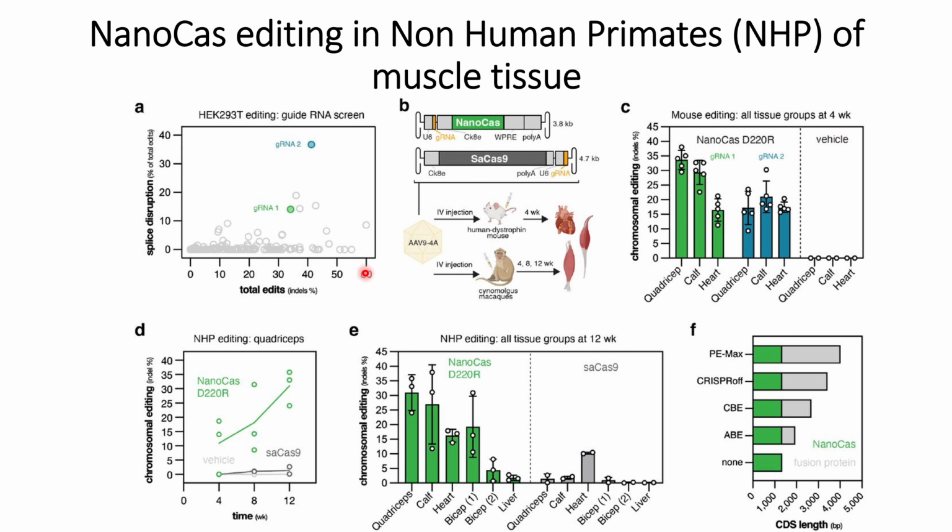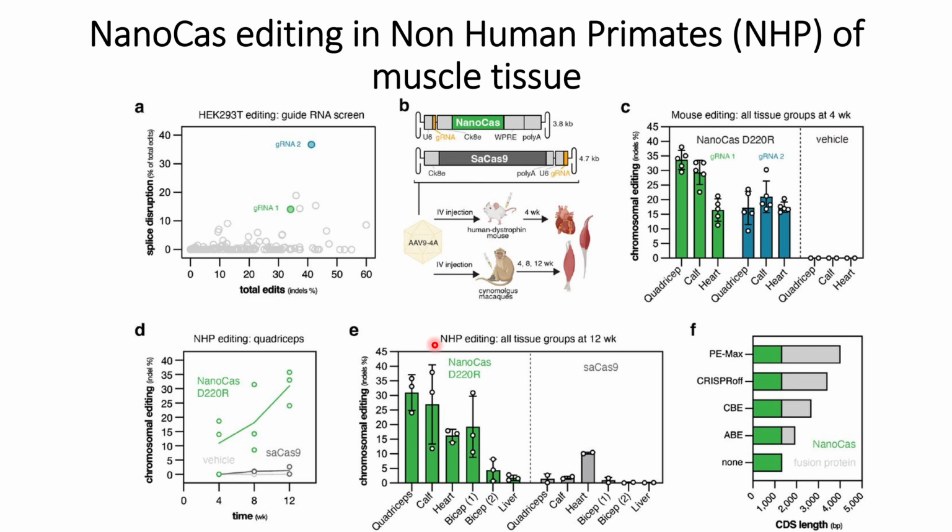But they can see the editing with the engineered NanoCas9, in which D220 is mutated to R. Thereafter they check their editing efficiencies in the quadriceps of the non-human primates, and they see that with time the chromosomal editing increases, rising from 10% to 30%, whereas with SA-Cas9 the editing rate does not increase and lies within the 3% range. So this indicates that NanoCas9 has better editing results compared to SA-Cas9.